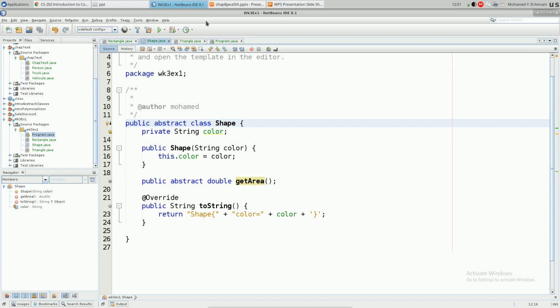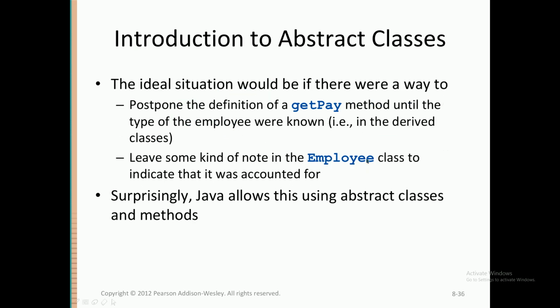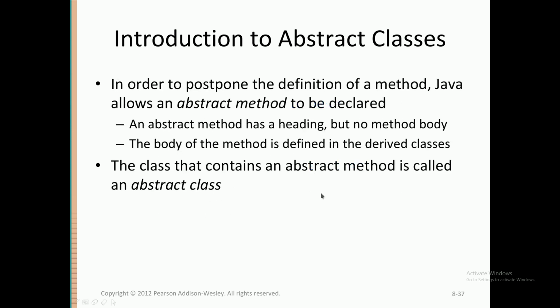All right, shall we go to the slides a bit? The slides are again the example of this employee, hourly employee, salaried employee. So you have another example, which has some method, same pay, exactly like this get area that we were using. So ideally, we would like to postpone the definition of this method until the type is known, which is the same thing. We would like to postpone the calculation of the get area until the type of the shape is known. So that's the introduction to that.